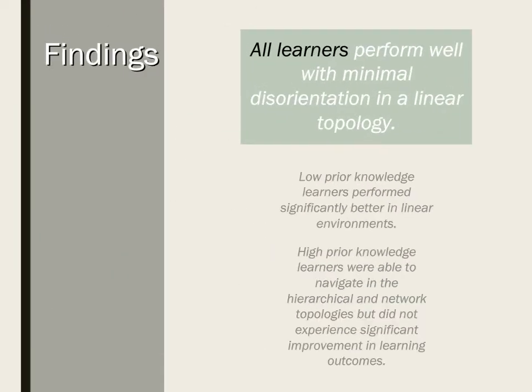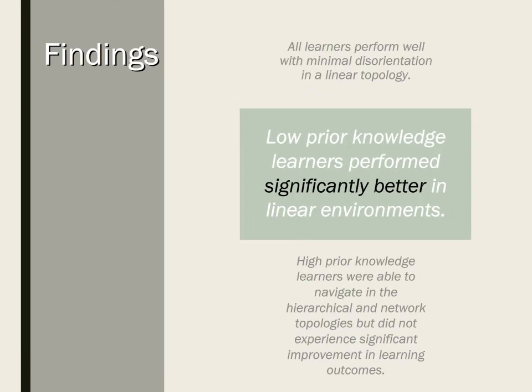All learners perform well with minimal disorientation in a linear topology. Linear text structure is the one we are most familiar with. The hypermedia environments, hierarchical and network, were detrimental to low prior knowledge learners, and they weren't particularly helpful for high prior knowledge learners. The difference reached the point of significance, though, for low prior knowledge learners.